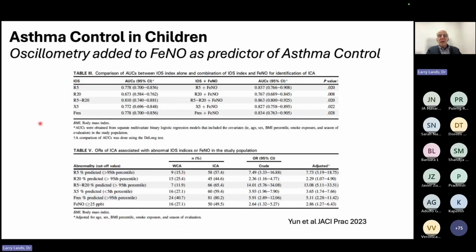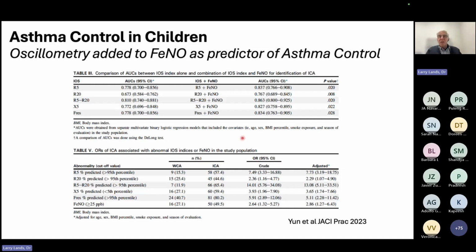Carrying on from that, when they combined FeNO measurements, that's fractional exhaled nitric oxide measured at the mouth, with oscillometry measures, the predictive value for asthma control actually went up across the board. And so combining oscillometry with FeNO can be quite helpful in children with asthma.